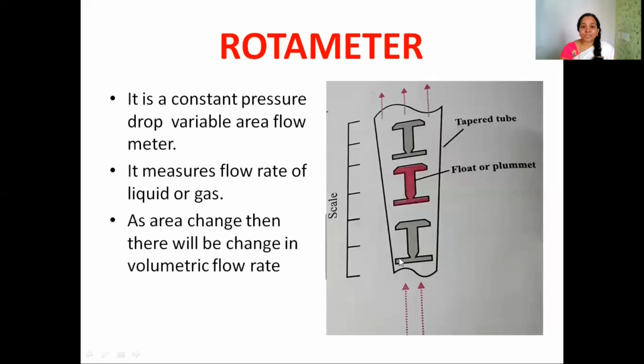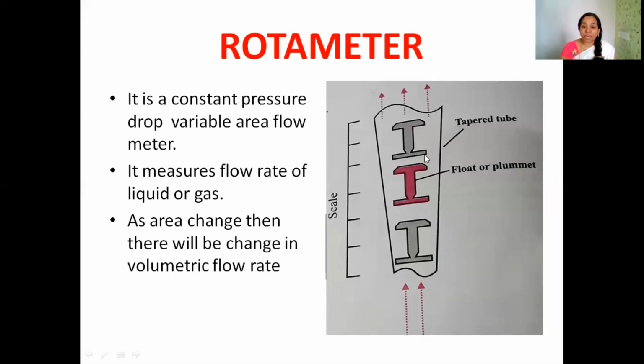This rotameter consists of a tapered glass tube. A transparent tapered glass tube is a major part of our rotameter. And inside this rotameter, a guide wire is there. This guide wire is mainly used to direct the flow of fluid. This is our fluid, also known as plummet. A solid plummet is fitted inside the rotameter with the help of a guide wire. Now here the guide wire is not visible, but actually a guide wire is fitted inside the rotameter that is helpful for the movement of this plummet.